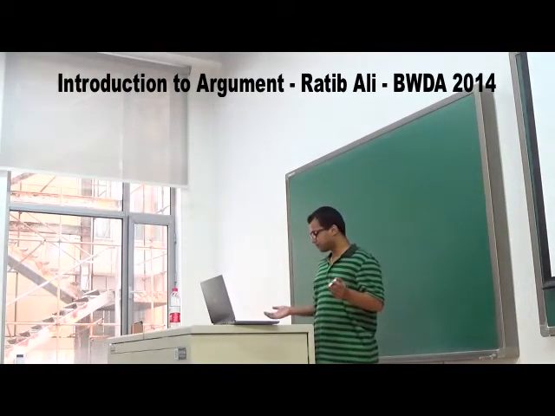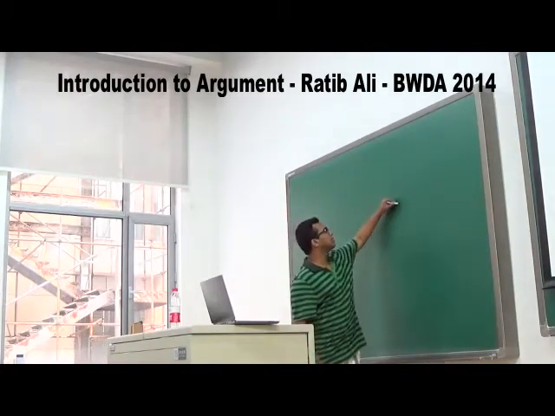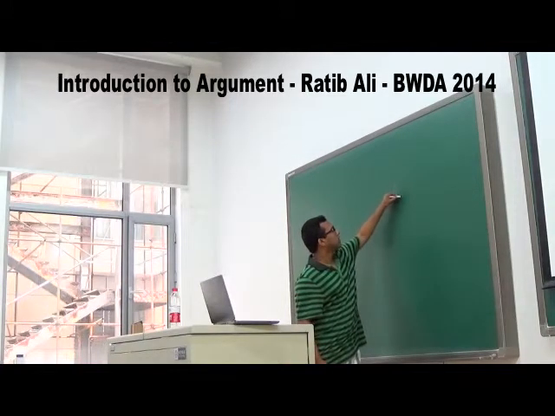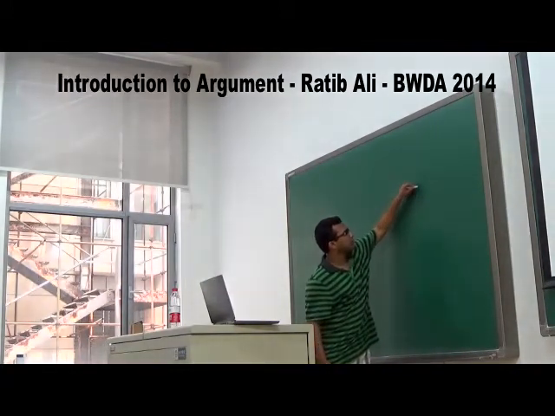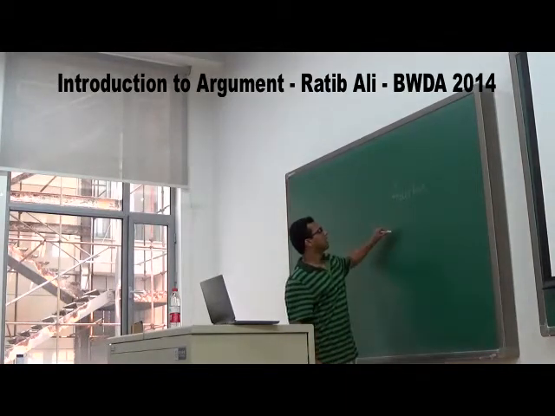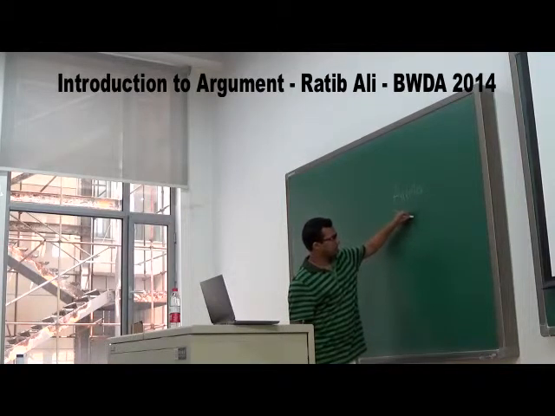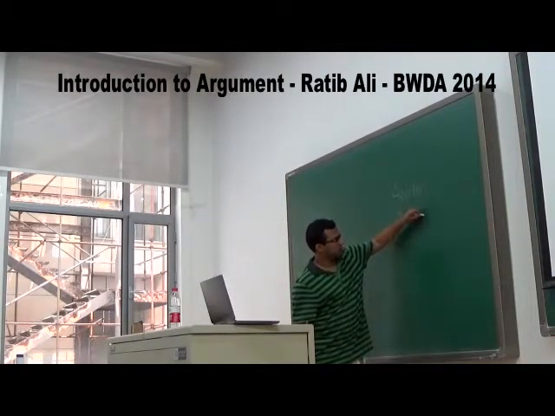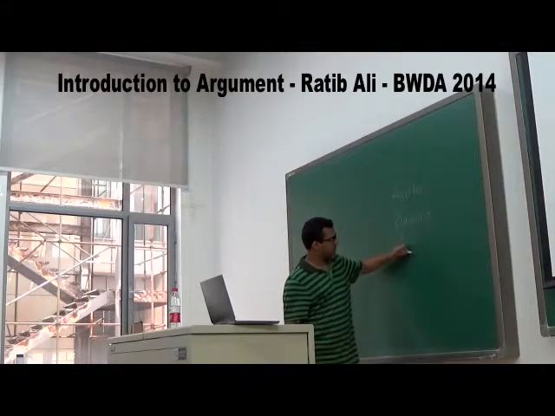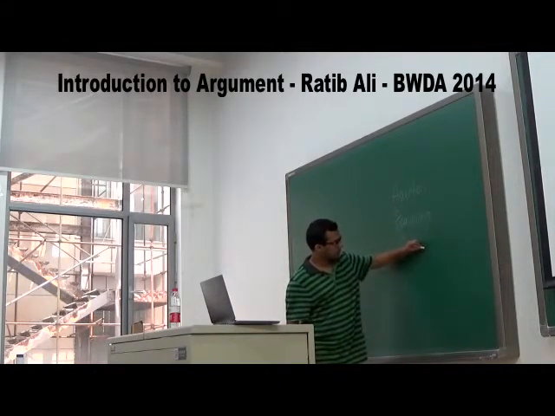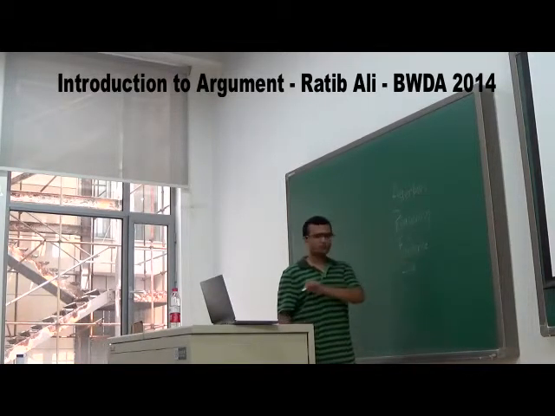Now, for arguments, there are four key components. First is something called the assertion. Then we have the reasoning. You know what comes next? Example. Very good. Example or evidence. And then we have a linkage.